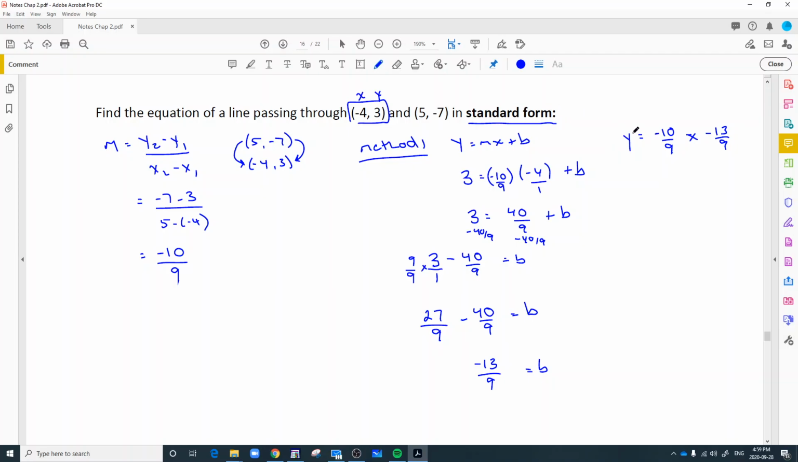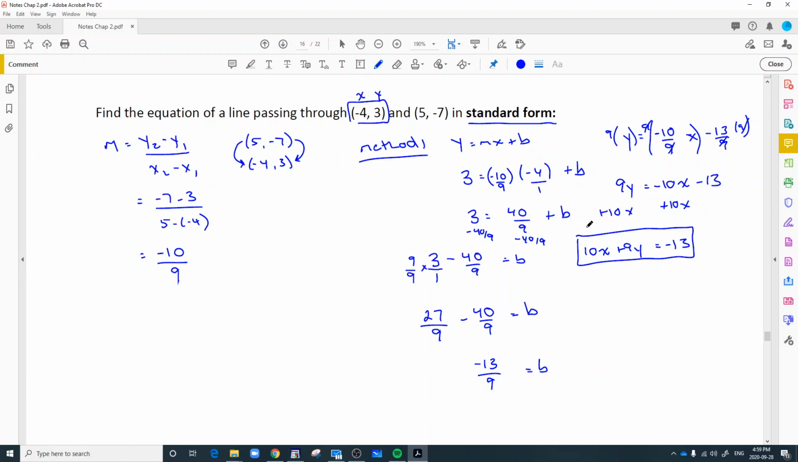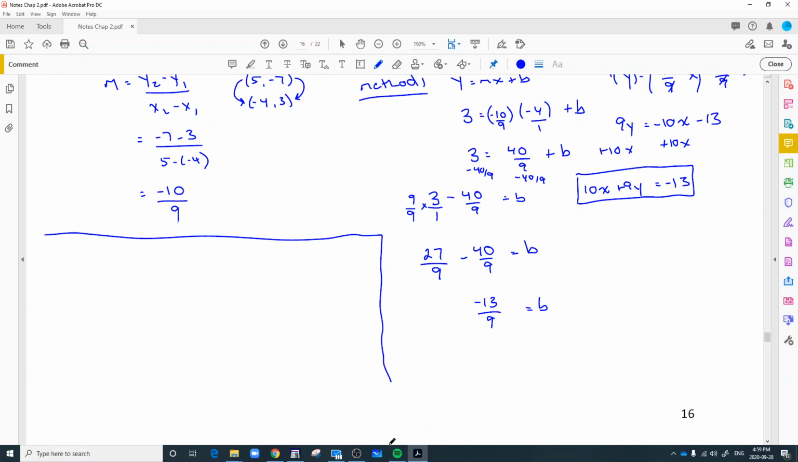Now to put it in standard form, I have to get rid of that fraction. So I'm going to multiply by the lowest common denominator. Gone, gone, gone, gone. I end up with 9y equals -10x minus 13. I'm going to add 10x to each side, and I get 10x plus 9y is equal to -13. Oh, my hand hurts. That was a lot of writing. Okay, so that's method 1. Definitely not my preferred method. Method 2, I'm giving this one less room this time because I know it takes fewer steps.